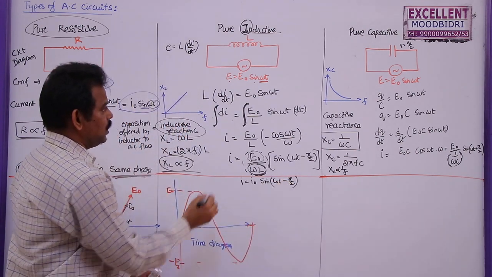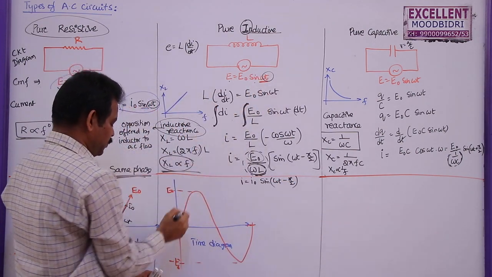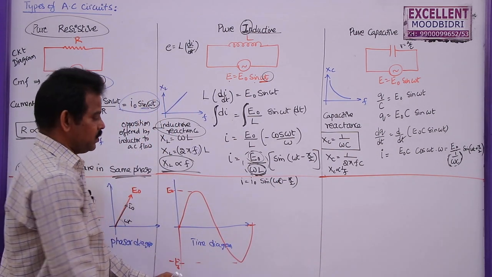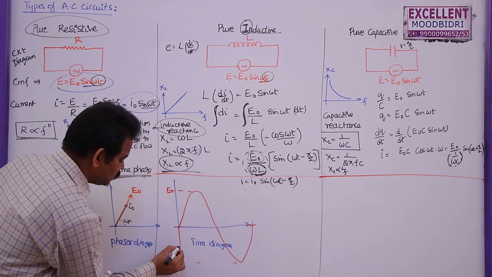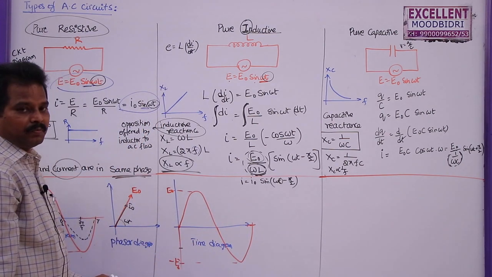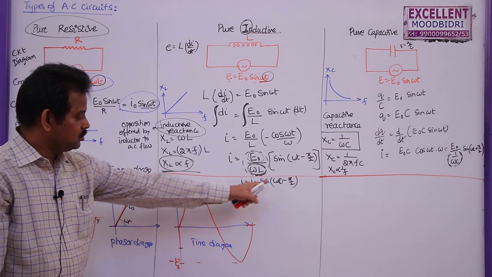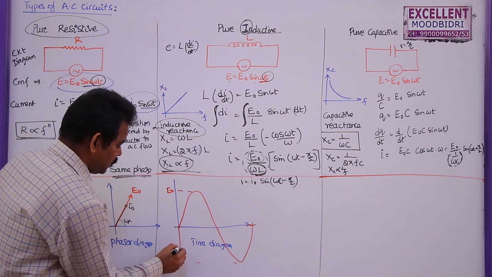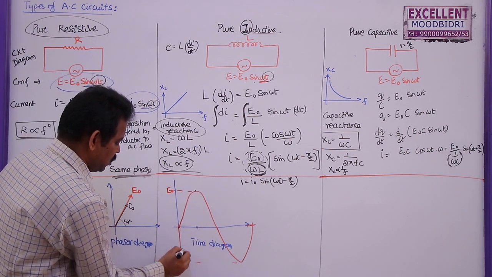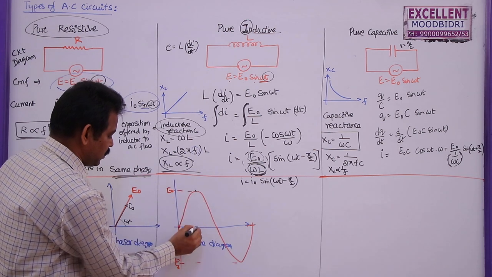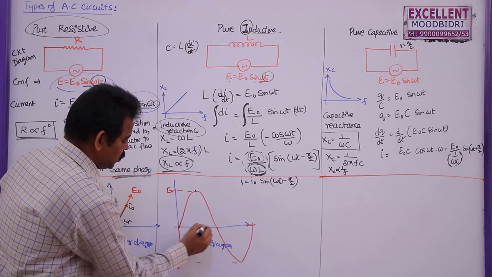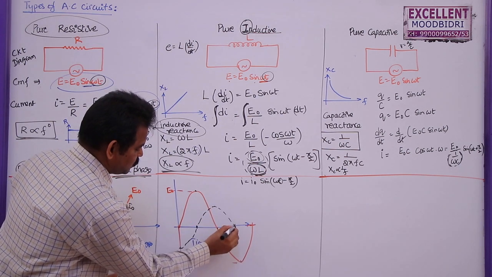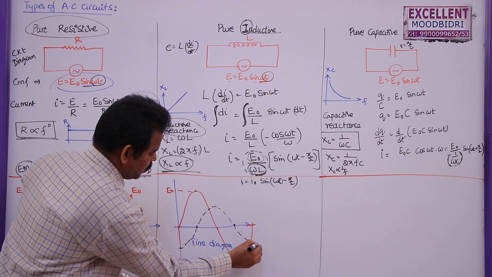So here you can see I is equal to I naught sin omega t minus pi by 2. Now if you substitute t equals 0 here, EMF will be 0. But for the current, sin minus pi by 2 will become minus 1, so I will become minus I naught. So when t is equal to 0, current is not 0, this is a negative value. So this is just behind, lagging behind the EMF. When the EMF becomes maximum, current will become 0. When the EMF becomes 0, current will become maximum here. When the EMF becomes negative maximum, current will become 0.